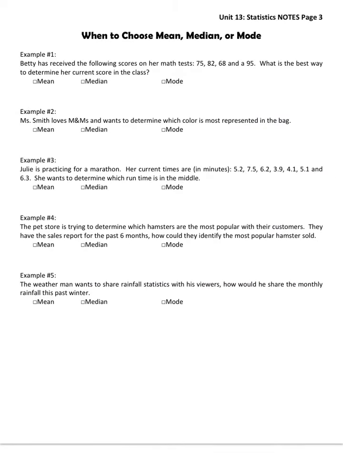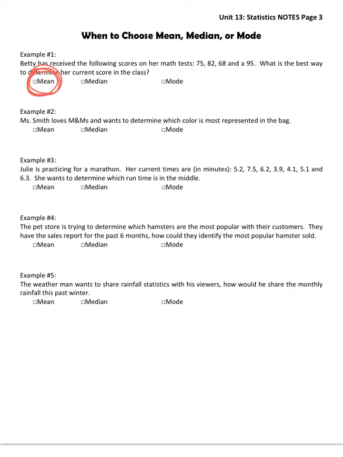Let's determine when to use mean, median, or mode. Betty has received the following scores on her math test: 75, 82, 68, and 95. What's the best way to determine her current score? We'll go with the mean here, because we don't have any major outliers. We have something in the 60s, 70s, 80s, and 90s. So you just add those up and then divide by 4. Now let's say that you had a score of like 35 in there. Then you would use the median.